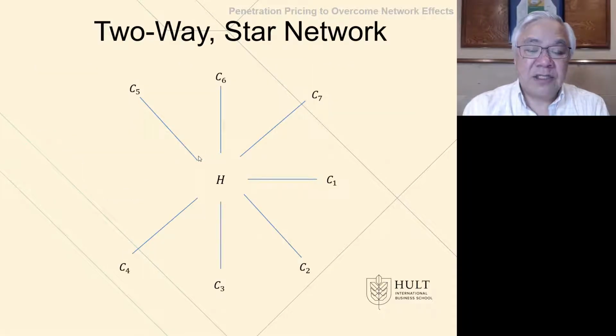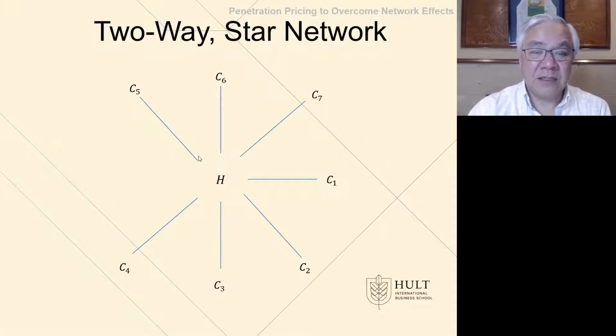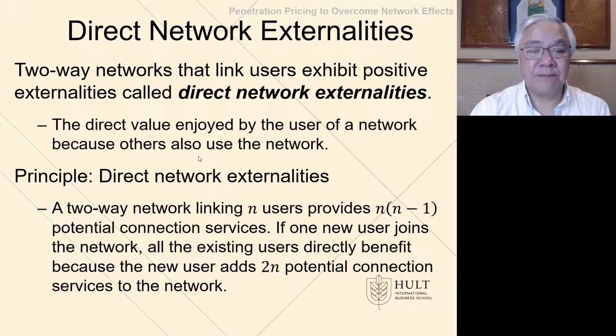This is a two-way star network where you have a hub created, but every single participant in this network can go back and forth across the network, utilizing the hub for the connection. For example, C1, customer 1, can connect with any of the other customers through the hub. So this is an example of a two-way star network.